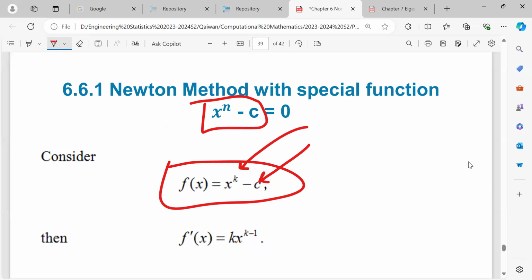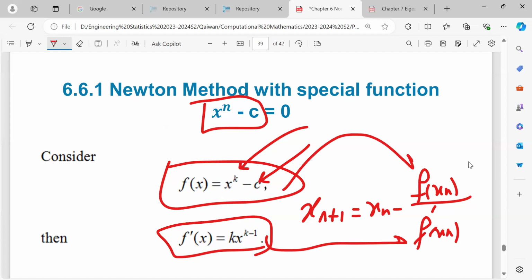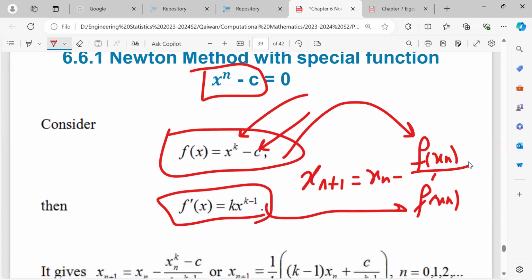So we get k times x to the power k minus 1. This is f prime. We now have f and f prime. So what's Newton's method? We say x_{n+1} is x_n minus f of x_n divided by f prime of x_n. We use this function here and we use this function. That's all. They're the same.